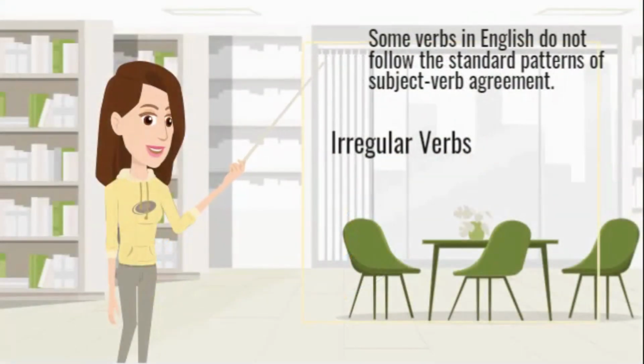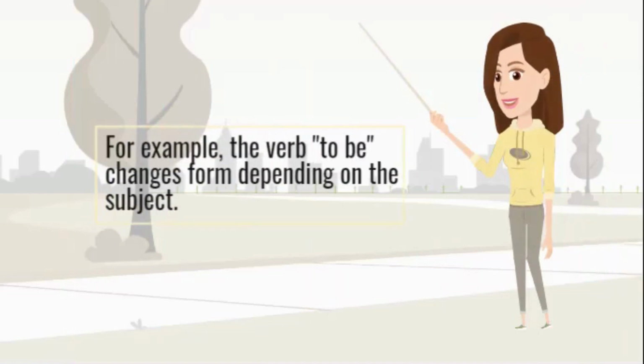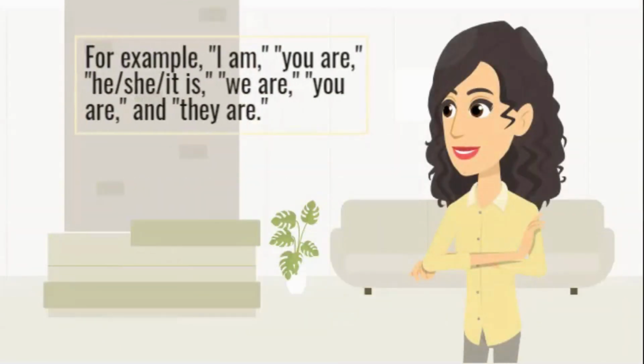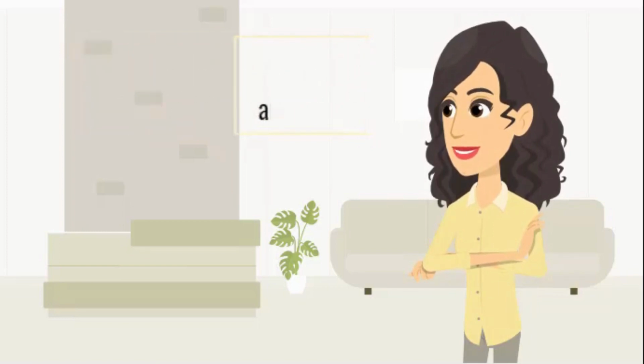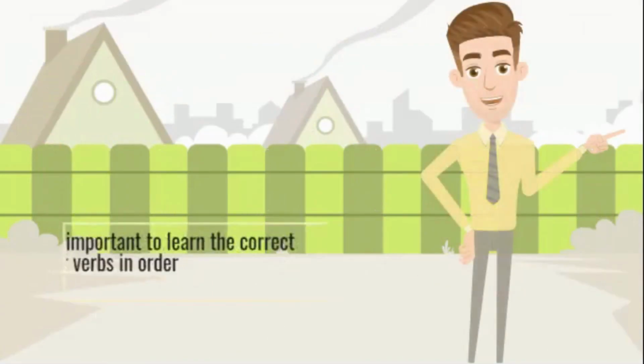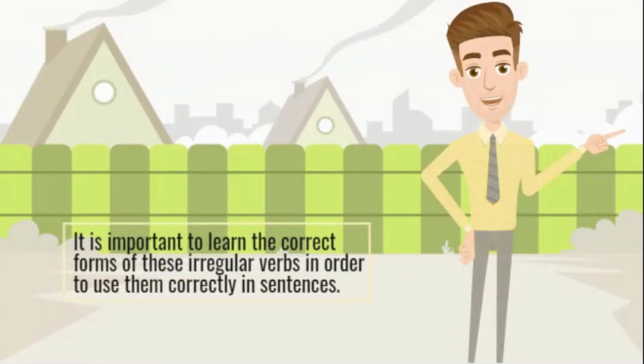Irregular verbs. Some verbs in English do not follow the standard patterns of subject-verb agreement. For example, the verb "to be" changes form depending on the subject. For example, I am, you are, he, she, or it is, we are, you are, and they are. Other irregular verbs include "have" and "do." It is important to learn the correct forms of these irregular verbs in order to use them correctly in sentences.